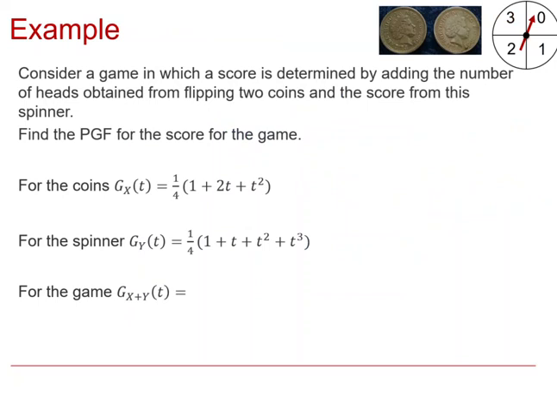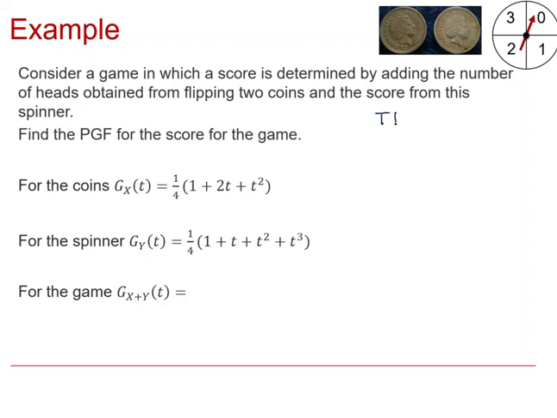So considering an example here, we're going to revisit the example of the spinner that we looked at in the previous videos, and you should recall the generating function for the spinner where each outcome has the probability of 1/4. We're introducing another random variable that we're calling x, and that is the number of heads obtained from flipping two coins.